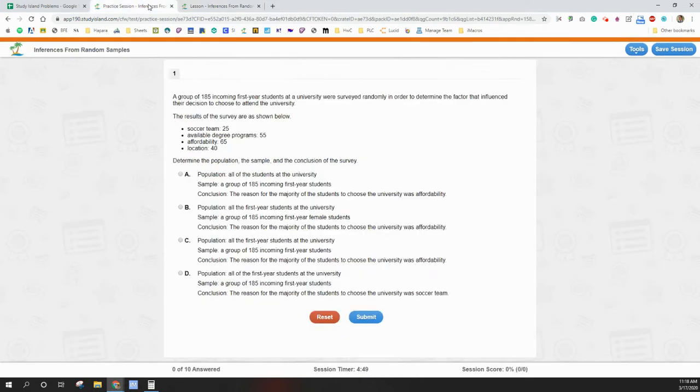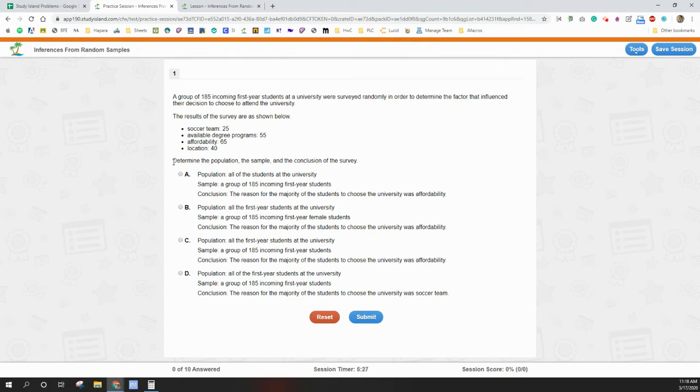Let's do some of these problems. Number one, a group of 185 incoming first year students at a university were surveyed randomly in order to determine the factor that influenced their decision to choose to attend the university. The results of the survey are as shown below. Soccer team 25, the available degree programs 55, the affordability 65, and the location was 40. So 185 responses, and those are the four reasons that those 185 first year students picked. So determine the population, the sample, and the conclusion of the survey.